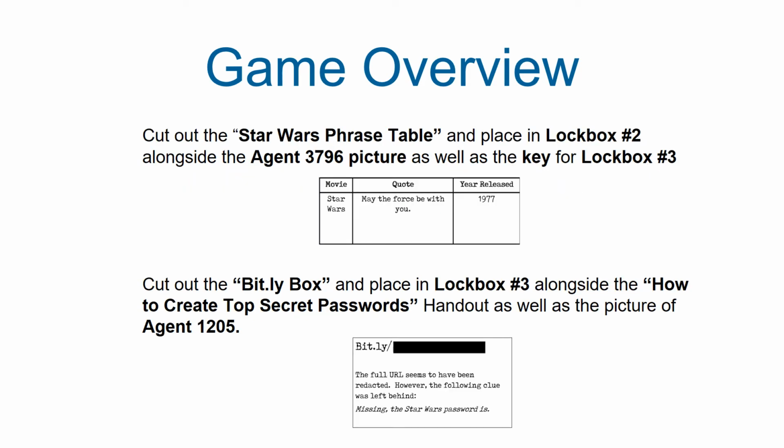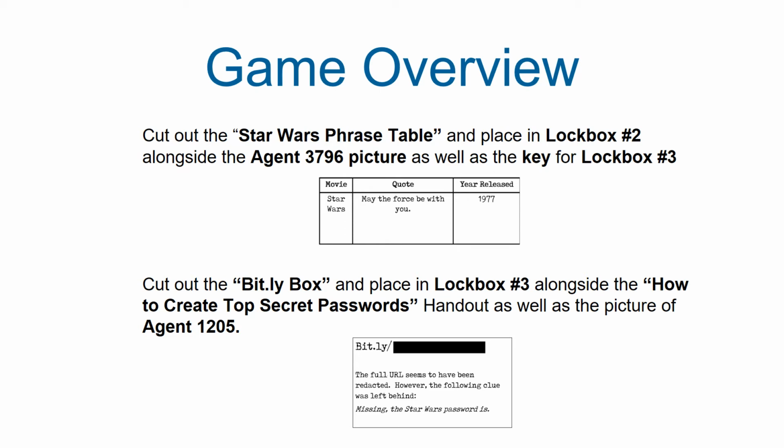Next, cut out the Star Wars phrase table and place it in the second lockbox along with the picture of Agent 3796 and the key for lockbox 3. As you can see here, we've got that picture of the Star Wars phrase table. So cut just that out and put those alongside the other items and lock lockbox 2.